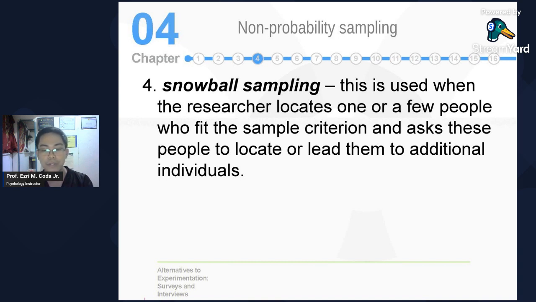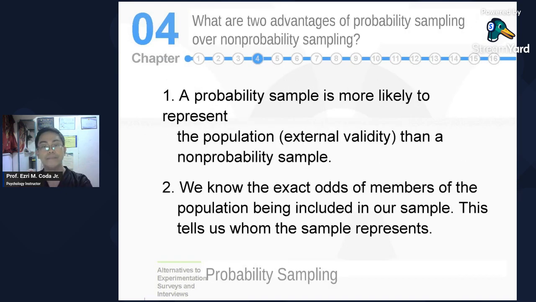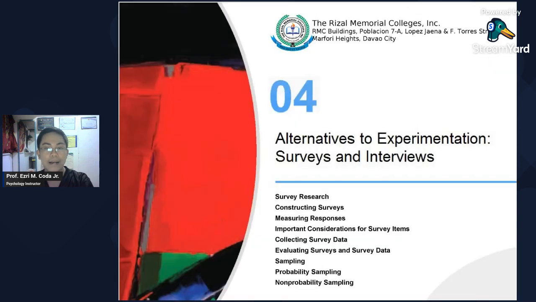So I hope those concepts are clear. Again, for this chapter, we have discussed surveys and interviews, and we have discussed survey research. We have constructing surveys and how to construct surveys, measuring responses, important considerations for survey forms, collecting survey data, evaluating surveys and survey data, sampling, probability sampling, and non-probability sampling.